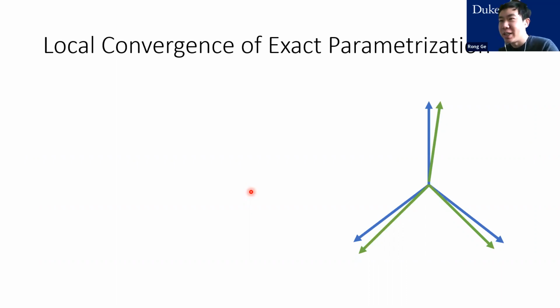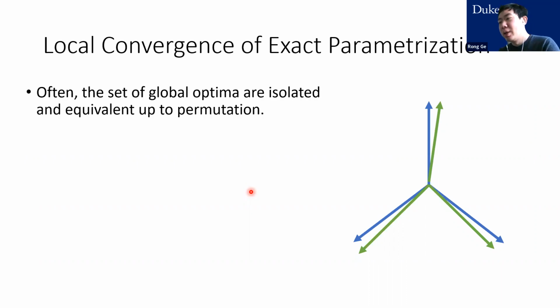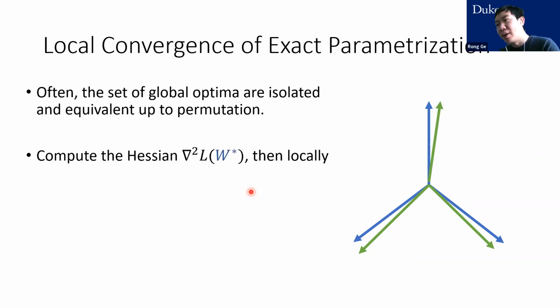So to do that, let's first take a look at local convergence of exactly parameterized models. Often when you are exactly parameterized, the set of global optima forms an isolated set, and they are equivalent up to permutation. So the only global optimal solutions are those where you match the student neurons one by one to each of the teacher neurons. So your student network is basically a permutation of the teacher network. Now let's fix the permutation and try to compute the Hessian of this objective function.